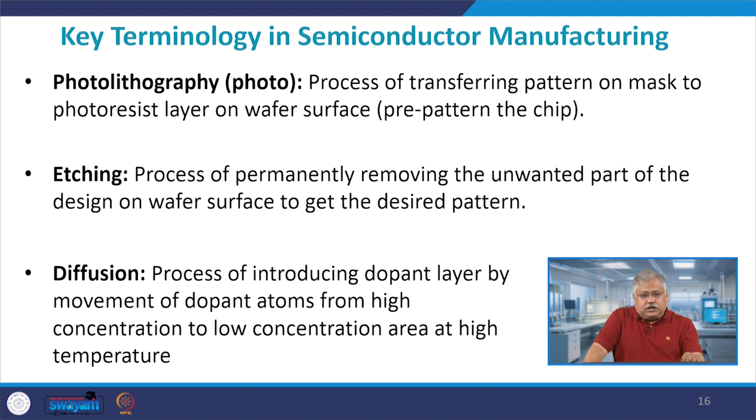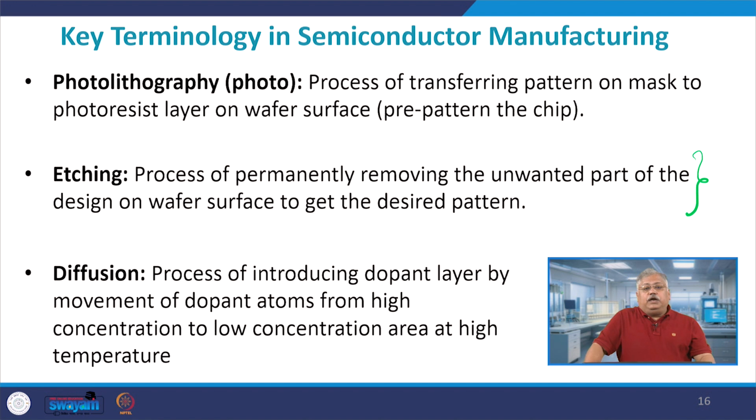Once it exposes it, it materializes it, and then you can use chemical etching to remove those parts. And that is what the second point is all about. It is the process of permanently removing the unwanted part of the design on the wafer surface to get the desired pattern. Remove the unwanted part, right? We don't want that part to be part of the silicon wafer anymore, and that is known as etching.